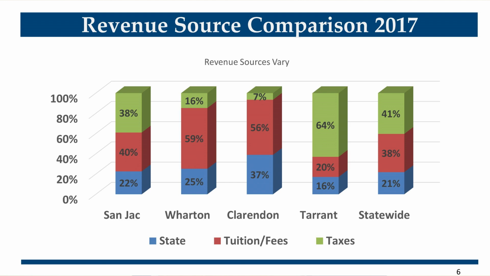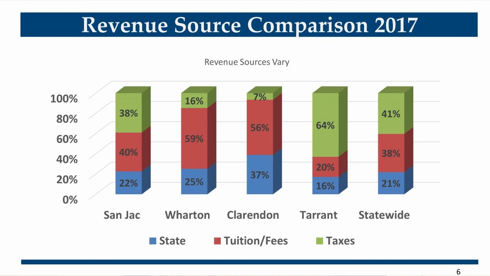If you look at a comparison for community colleges, we've got San Jac, Wharton, Clarendon, Tarrant, and then statewide. You can see that each community college is just a little bit different. Look at San Jacinto. The taxes there are about 38%, but if you look at Wharton, we're 16%. That's because we have a very small tax base in Wharton. We only have Wharton County and Meadville Independent School District, but we have a 4,000 square mile service area. So we're serving a lot of students with a little tax base, and that makes our student tuition and fees much higher for us to continue.